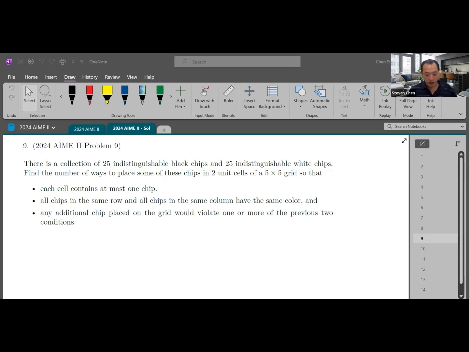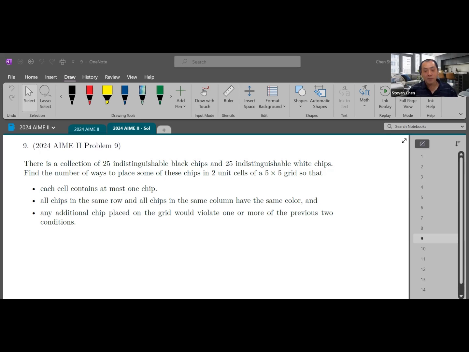Now let's look at the 2024 AIME II Problem 9. This problem says that we are given 25 identical black chips and 25 identical white chips, and we want to put them into a 5x5 grid. So there are only 25 cells. We can't put 50 chips into a 25-cell grid, right?